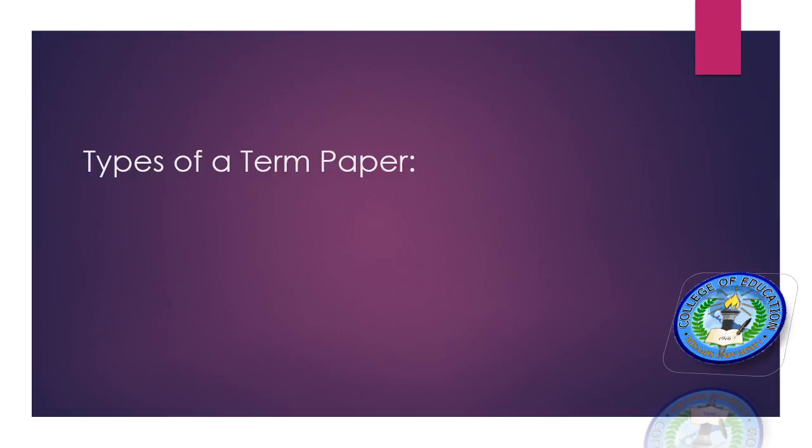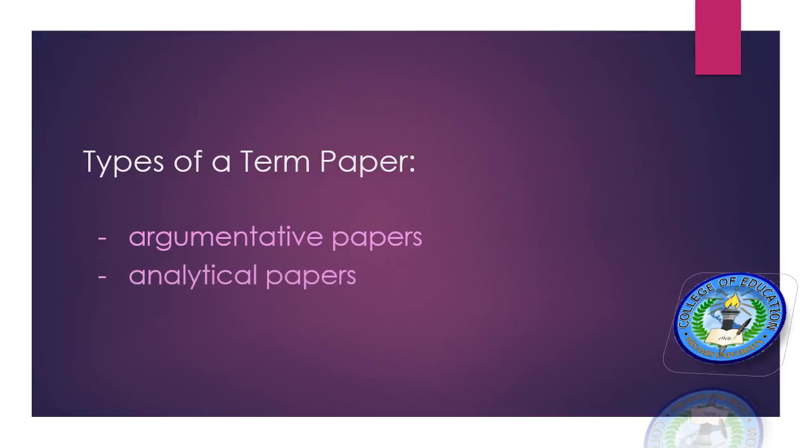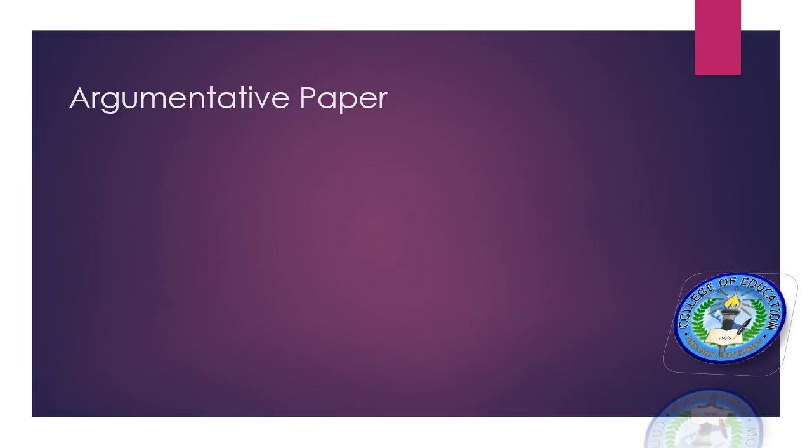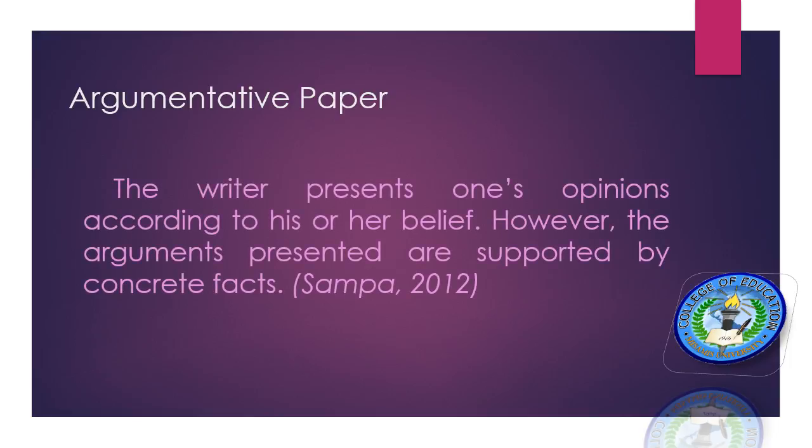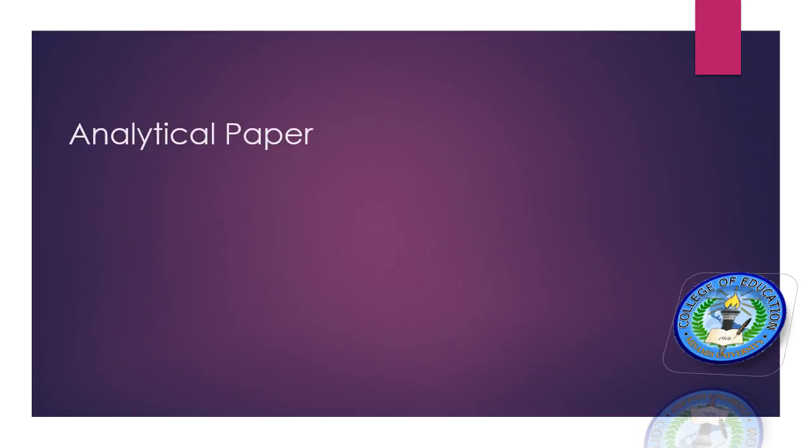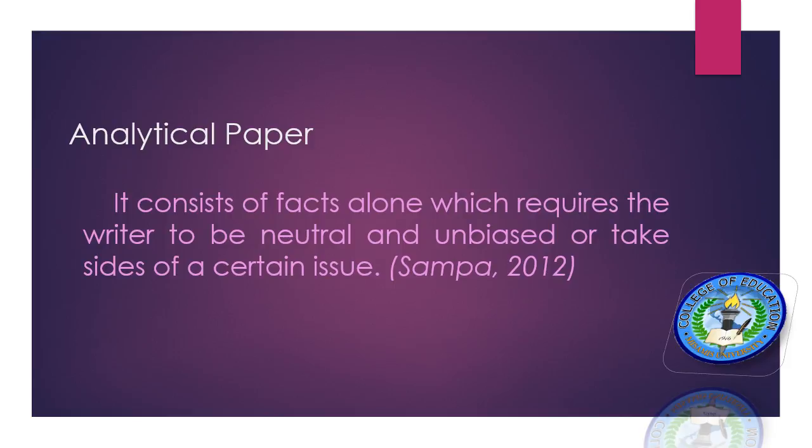And now, types of a term paper. There are two types of a term paper. First one are the argumentative papers. The second are the analytical papers. In an argumentative paper, the writer presents one's opinions according to his or her belief. However, the arguments presented are supported by concrete facts. An analytical paper consists of facts alone, which requires the writer to be neutral and unbiased and not take sides of a certain issue. So when we talk about an analytical paper, it should be informative.